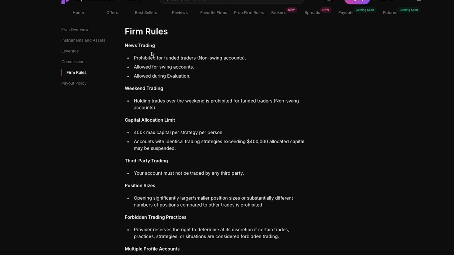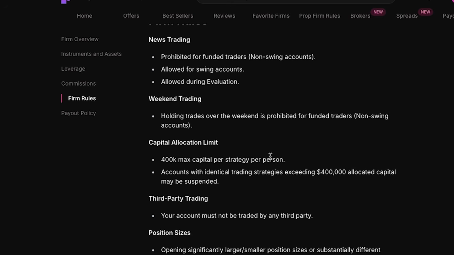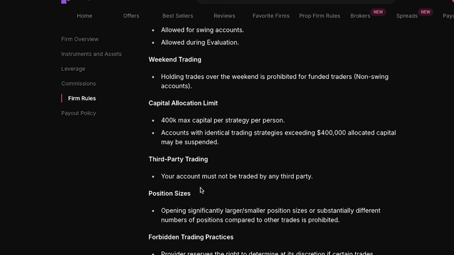So for example, they have rules for news trading, where it's prohibited for funded traders on non-swing accounts, meaning if you have a non-swing account, you can't trade news like we talked about earlier. It's allowed for swing accounts and allowed during evaluation. For weekend trading, holding trades over the weekend is prohibited for funded traders on non-swing accounts. Okay, capital allocation limit, 400K max capital per strategy per person, and accounts with identical trading strategies exceeding 400K in capital may be suspended. All right, third-party trading, your account must not be traded by any third party.